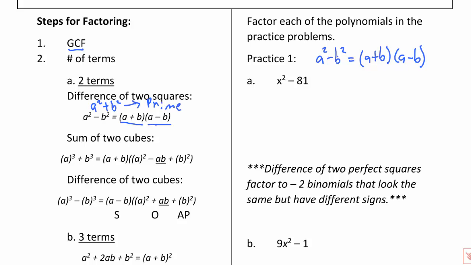If you don't trust us on this being the factorization, FOIL this out. The two middle terms are going to cancel, and you're just going to be left with a squared minus b squared.